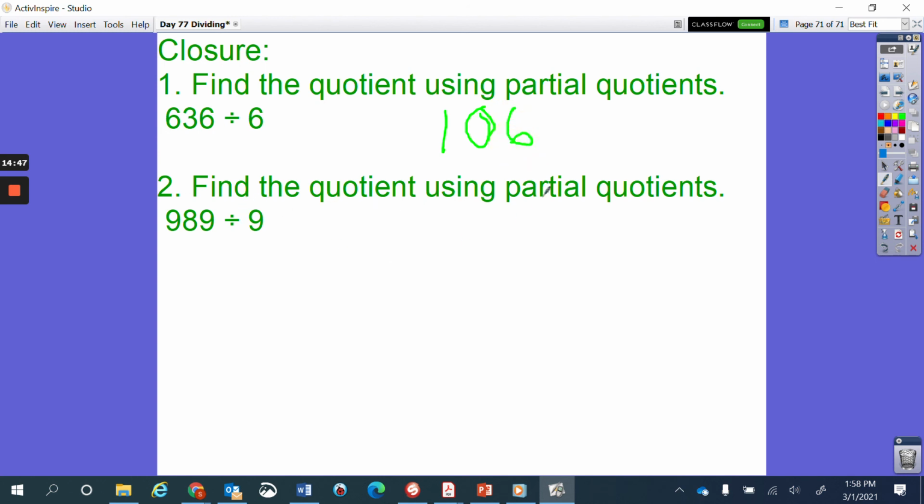So please find the quotient using partial quotients here. 989 divided by 9. Pause the video so you can work it out on your own. That could be 100 groups of 9. 100 groups of 9 is worth 900.